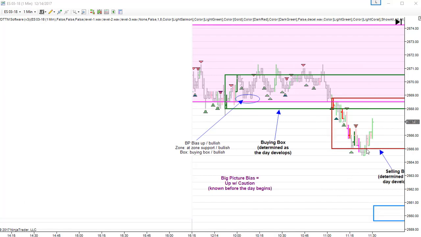So now right here it's around 11:30 Eastern. Now a few things have happened. 1, we've accepted price below our zone. That's a bearish indication. 2, we've accepted price below this buying box. That's a bearish indication. 3, we've got this selling box that's formed. That's a bearish indication. So now let's look at what we've got here from a status point of view, and let's see how this adds up and how we can make sense of this.